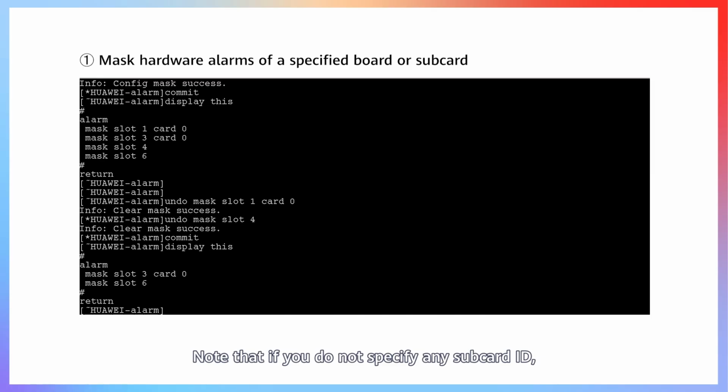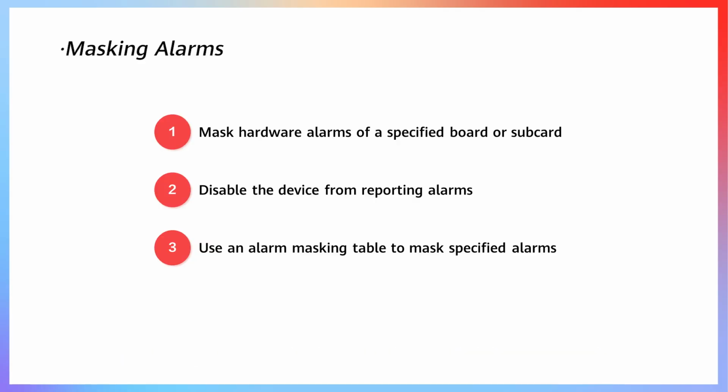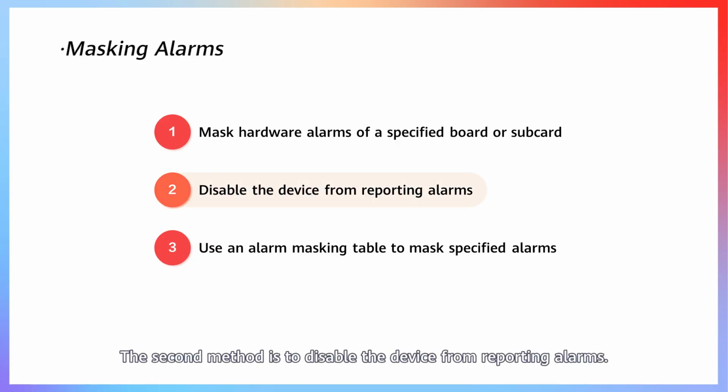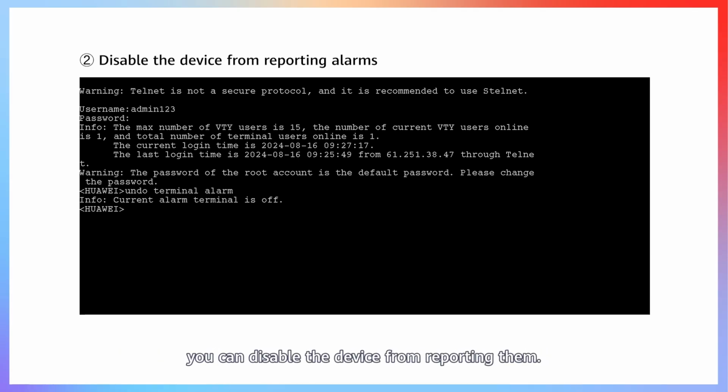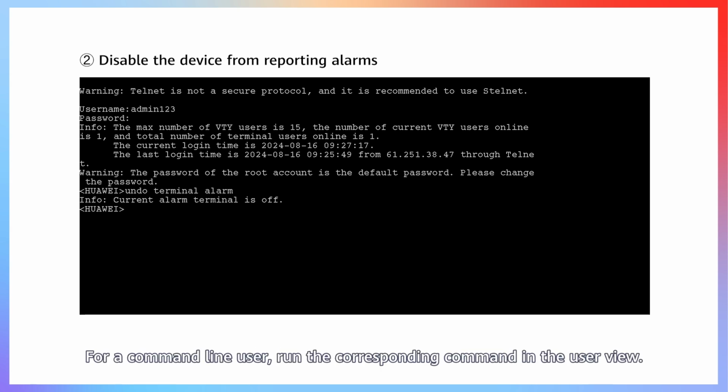Note that if you do not specify any subcard ID, hardware alarms on all subcards in the specified slot are masked. The second method is to disable the device from reporting alarms. If you do not want to receive any alarms from a device, you can disable the device from reporting them. For a command line user, run the corresponding command in the user view.